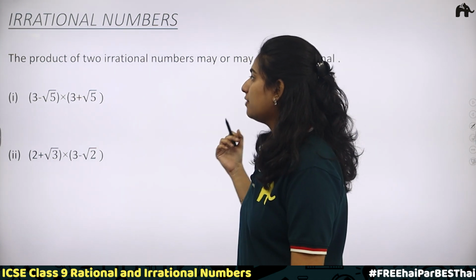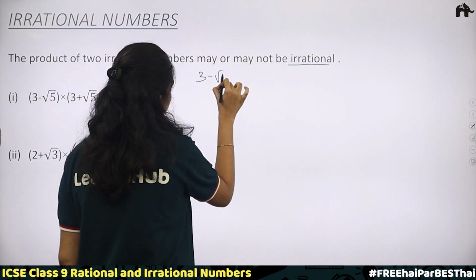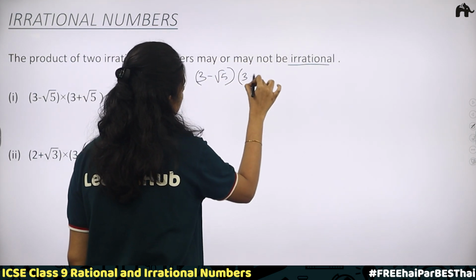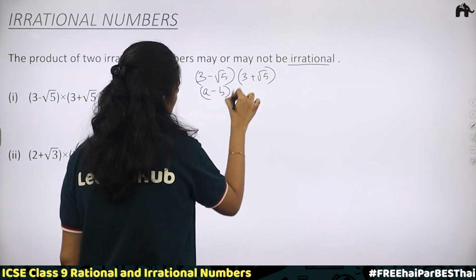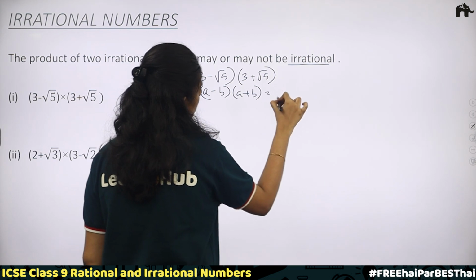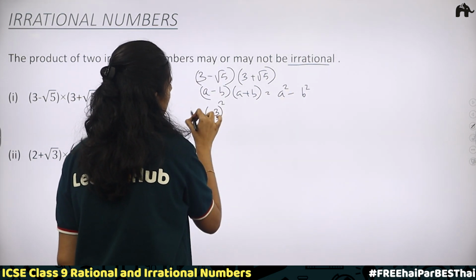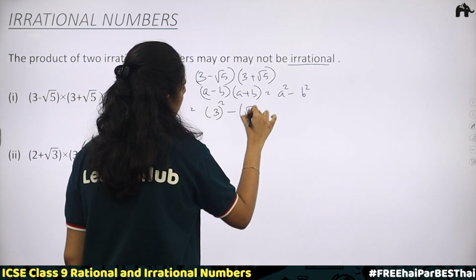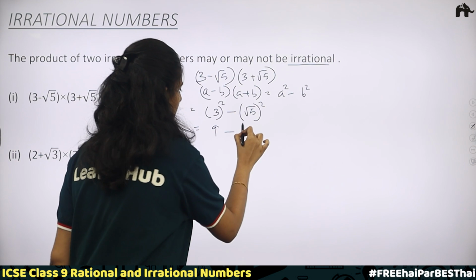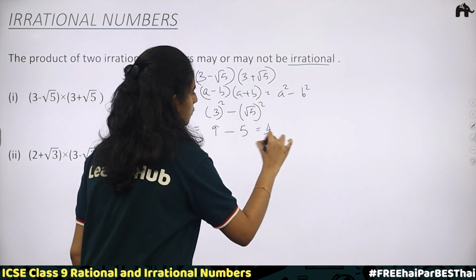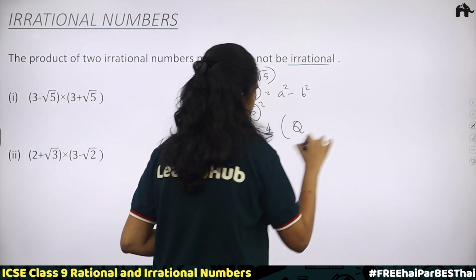3 minus root 5 into 3 plus root 5. This is of the form a minus b into a plus b, which is equal to a square minus b square. That is 3 square minus root 5 whole square. 3 square is 9 and root 5 whole square is 5. 9 minus 5, which is equal to 4. What is 4? Is 4 rational or irrational? 4 is a rational number.